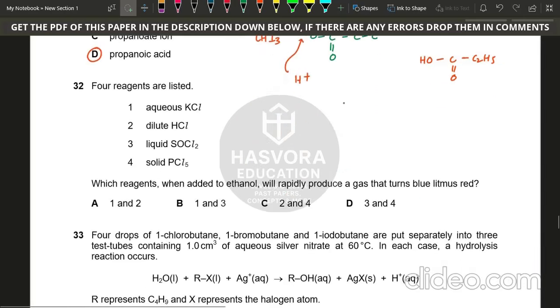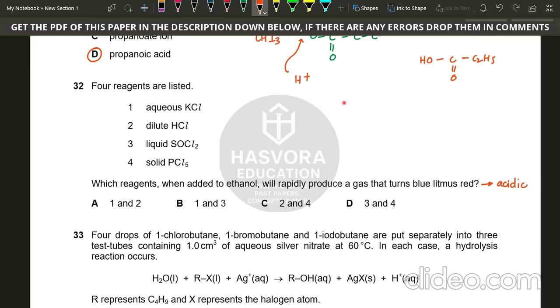Now question number 32 says 4 reagents are listed. They have given you aqueous KCl, dilute HCl, liquid SOCl2, and phosphorus pentachloride. Which reagents when added to ethanol will rapidly produce a gas that turns blue litmus red? It means that it is an acidic gas. So which reaction produces an acidic gas? You should know the equation for all of them.